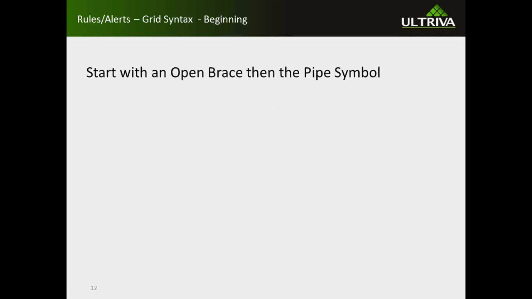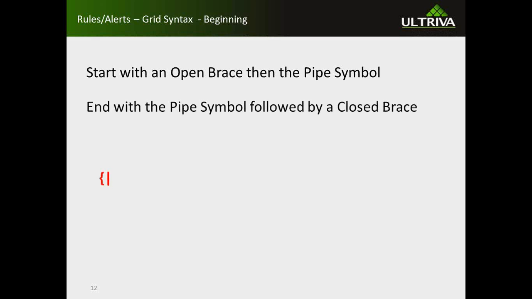All right, so at the very beginning, on the syntax that we need to follow to do this grid alert, we have to start with an open brace and then the pipe symbol so that it looks like that. And then the very end of the alert needs to end with the pipe symbol followed by a closed brace so that it looks like that. So this is how we started out. And then the rest of the stuff we're going to put in the middle.